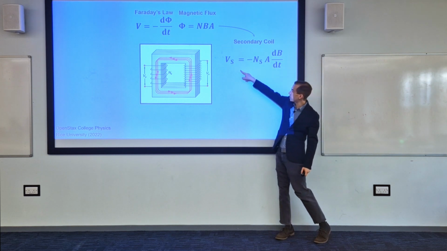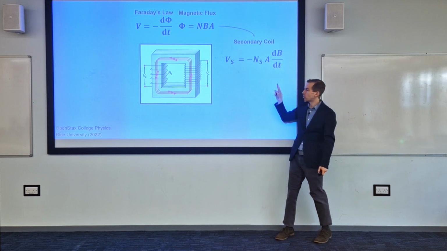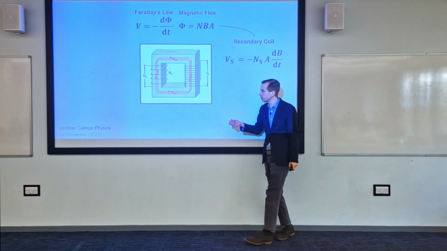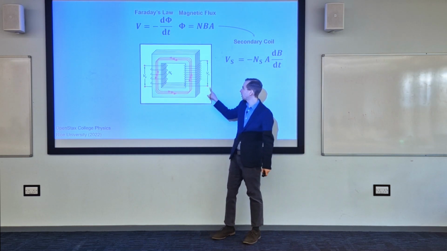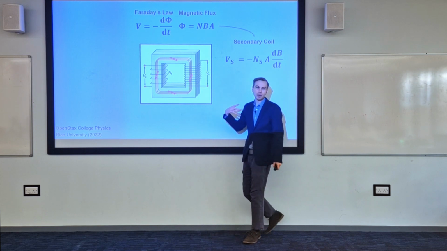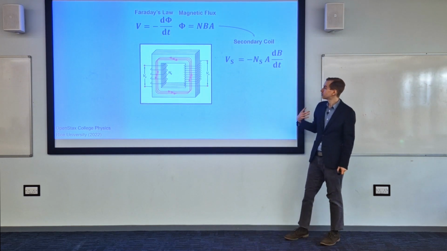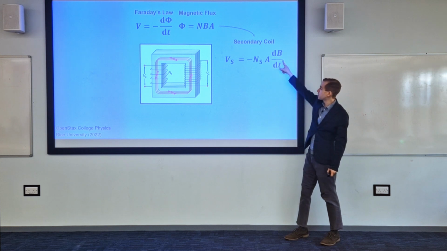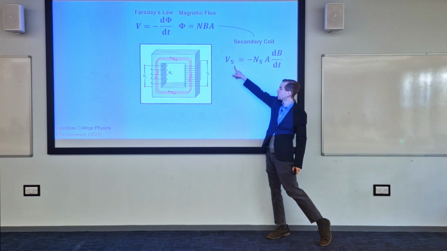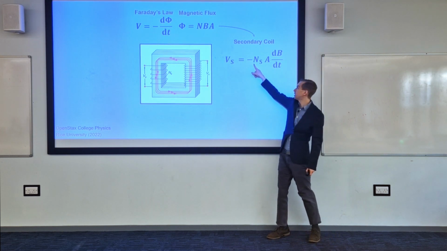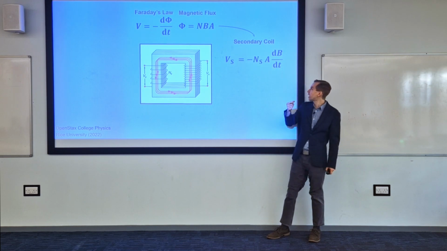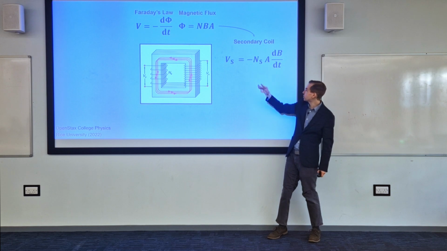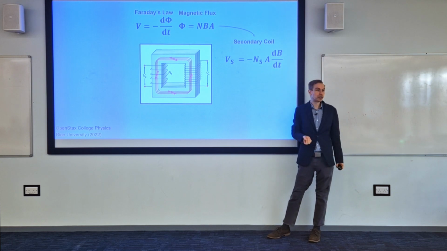And I've put the little subscripts here for the secondary coil, because when we're thinking about a transformer, we talk about the primary coil over here, that's what goes in, and then the secondary coil, that's what comes out of the transformer. So if we're only changing the magnetic flux, then the voltage that we get out of our secondary coil, it's just the number of pieces of wire that we've wrapped around times the area, that cross-sectional area, and then the rate of change of the magnetic field.